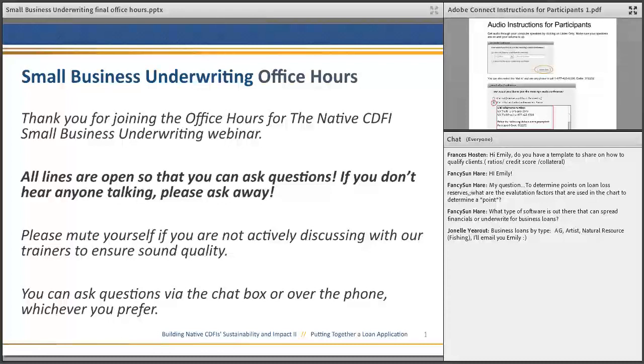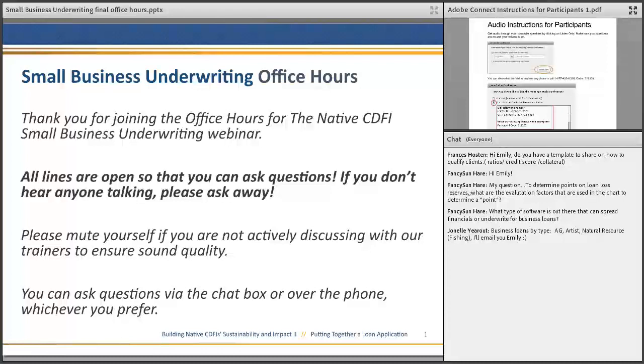Janelle has a comment here: business loans by type, ag, artist, natural resource, meaning fishing. I welcome your thoughts on that, Janelle, but I will note it is common for native CDFIs to have different underwriting criteria for different types of loans. There's no requirement that you divide up your loans that way, but sometimes ag loans need a special consideration on what their payment timing should be when the loans are being structured.